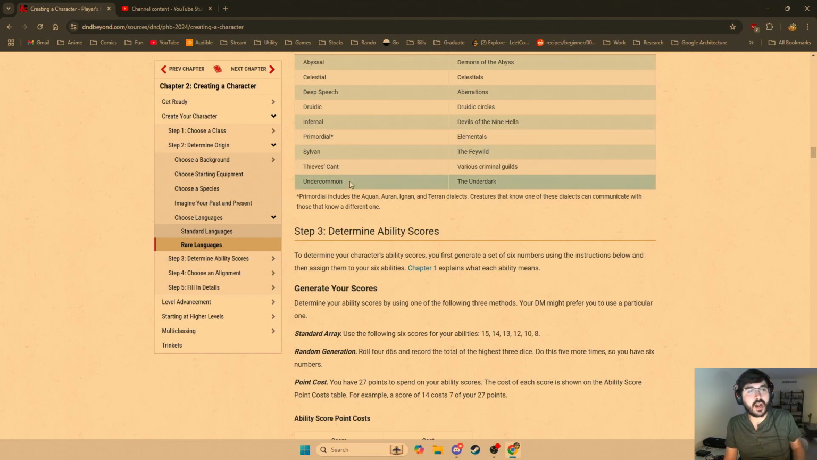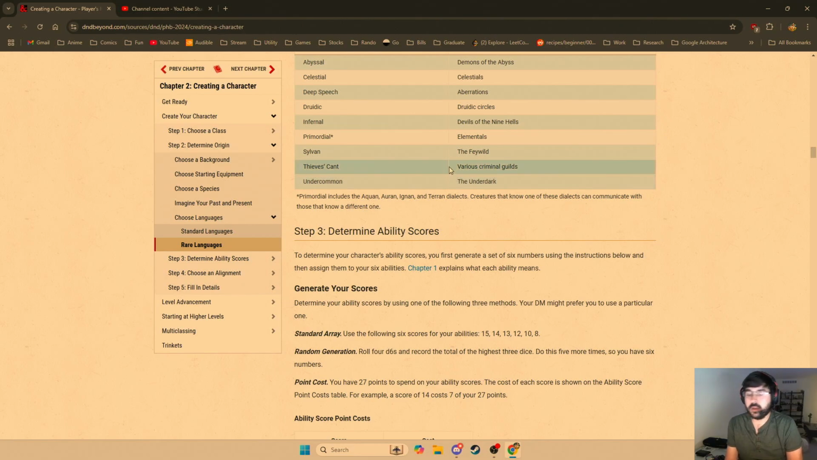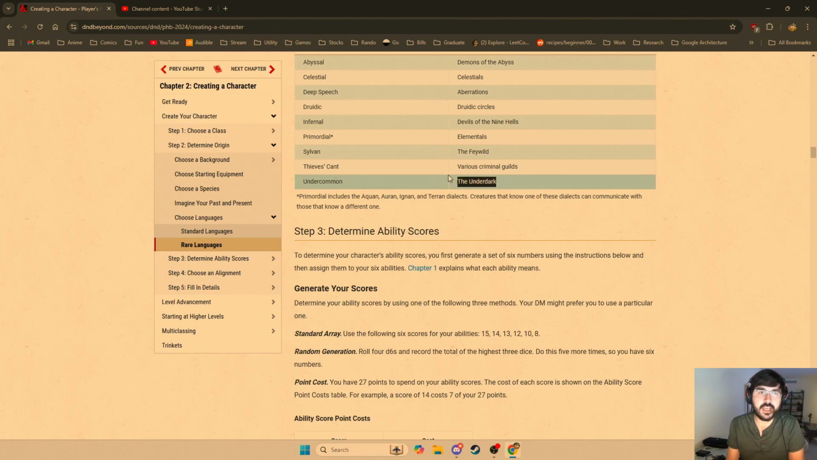Undercommon, which is the Underdark. A lot of the denizens down there have their own version of Common, and that is their language. And those are like your deep gnomes, your deep dwarves, your dark elves. They normally have Undercommon.